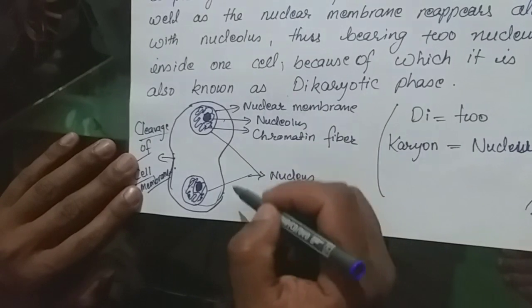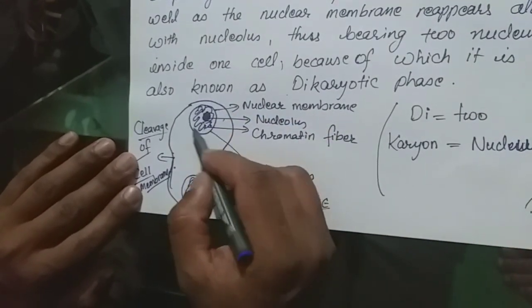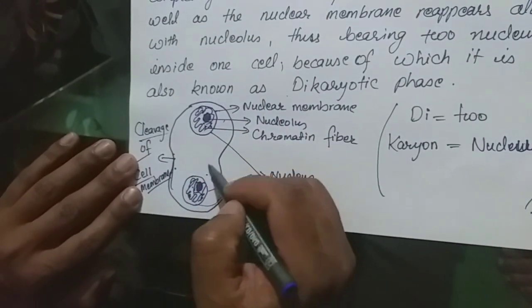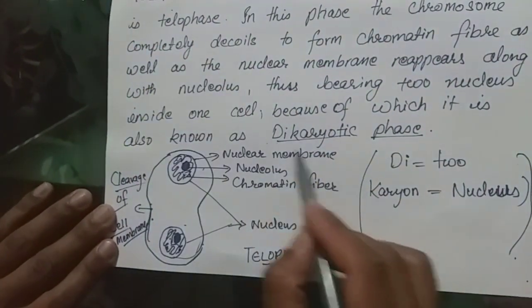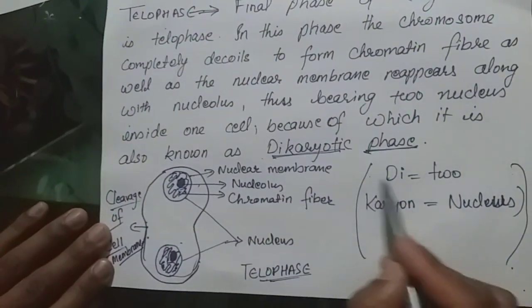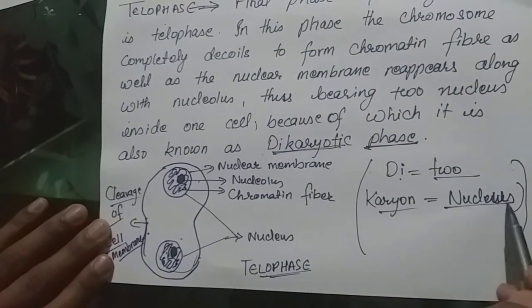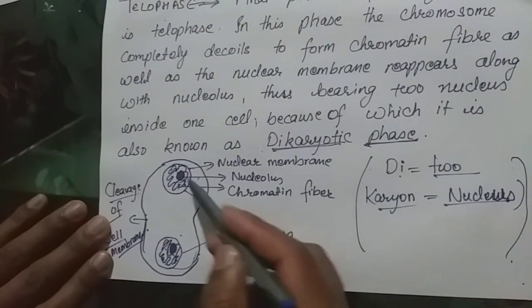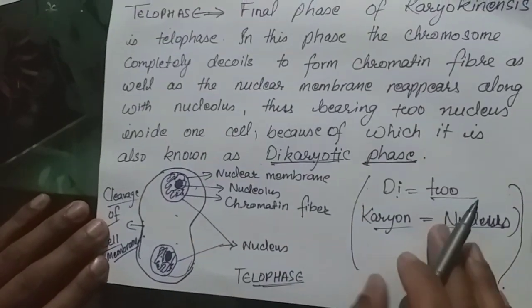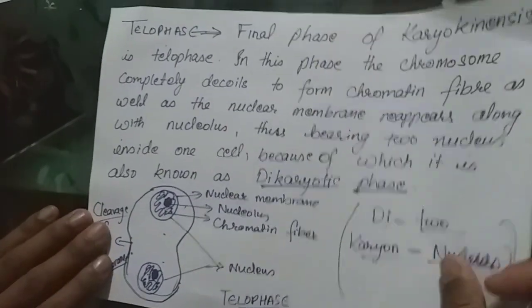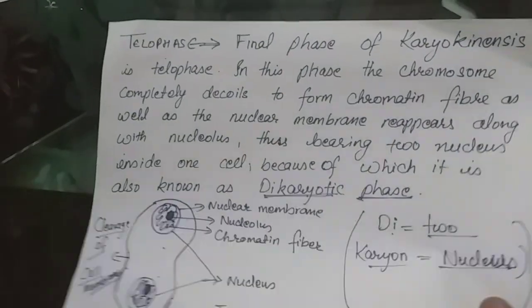So in this case, you can clearly see there are two nucleus inside one cell. Thus, it is also known as dikaryotic phase. Telophase is also known as dikaryotic phase. Why? Because di means two and karyon means nucleus, as I already told you. So, since this single cell contains two nucleus, it is also known as a dikaryotic phase. Hope you understood.